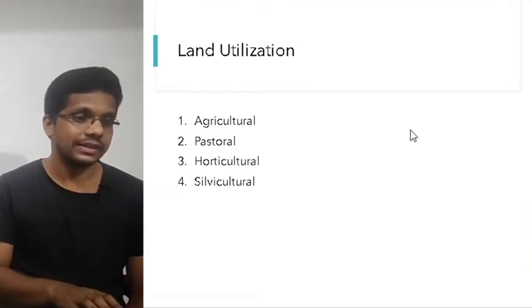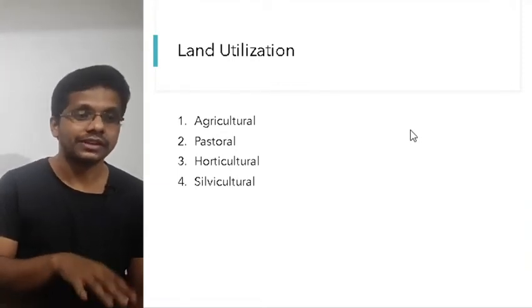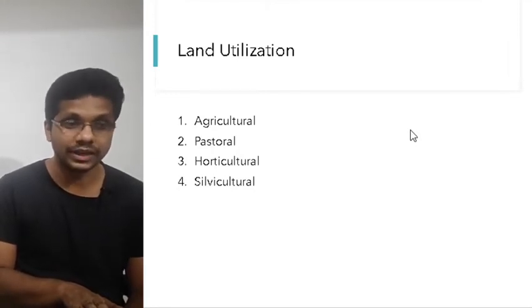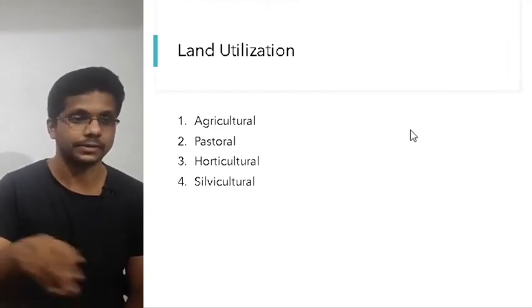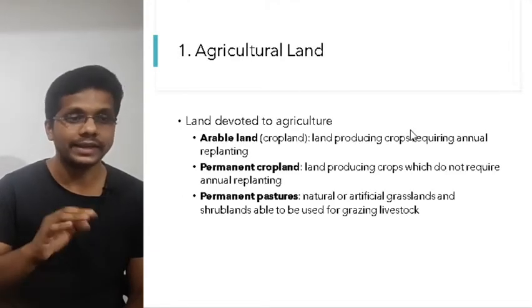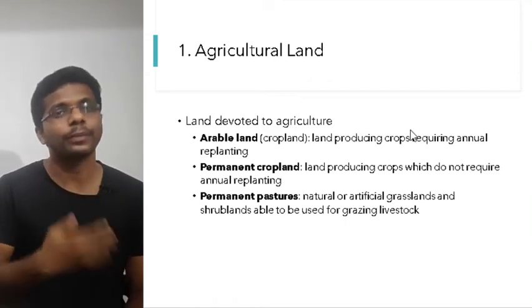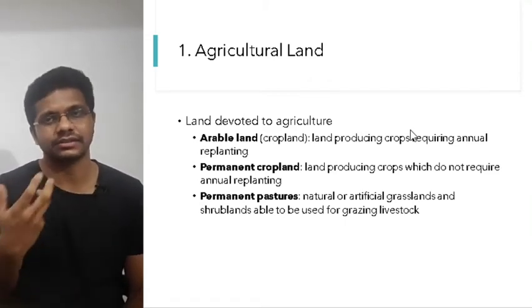In this session, I'm going to talk about different land utilization types, specifically agricultural, pastoral, horticultural, and silvicultural land utilization. First we will be talking about agricultural land. What are the peculiarities of agricultural land? What are the properties of the land and soil of agricultural land?